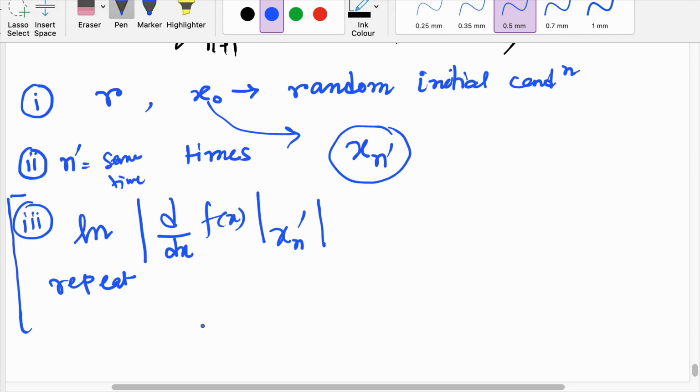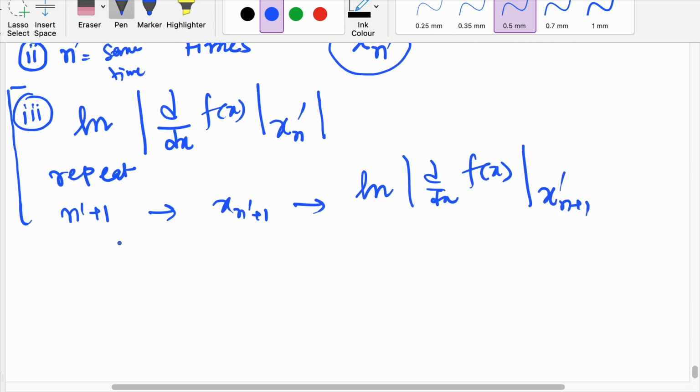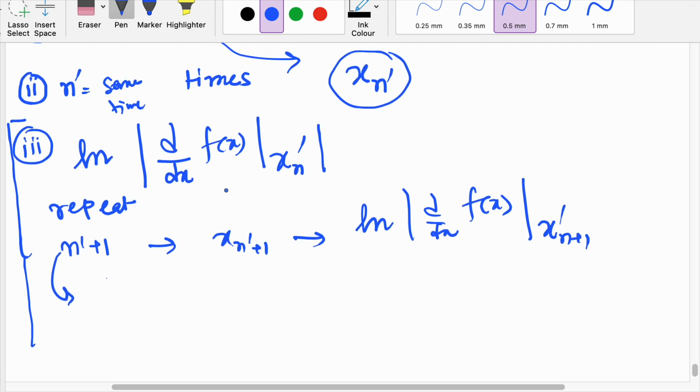Suppose now you iterate again, n prime plus 1. Then you will get x at n prime plus 1, and you calculate the same thing, ln of the absolute value of f prime of x at n prime plus 1. Now you do the same thing, you iterate again, and you will get all these things, so you add them.